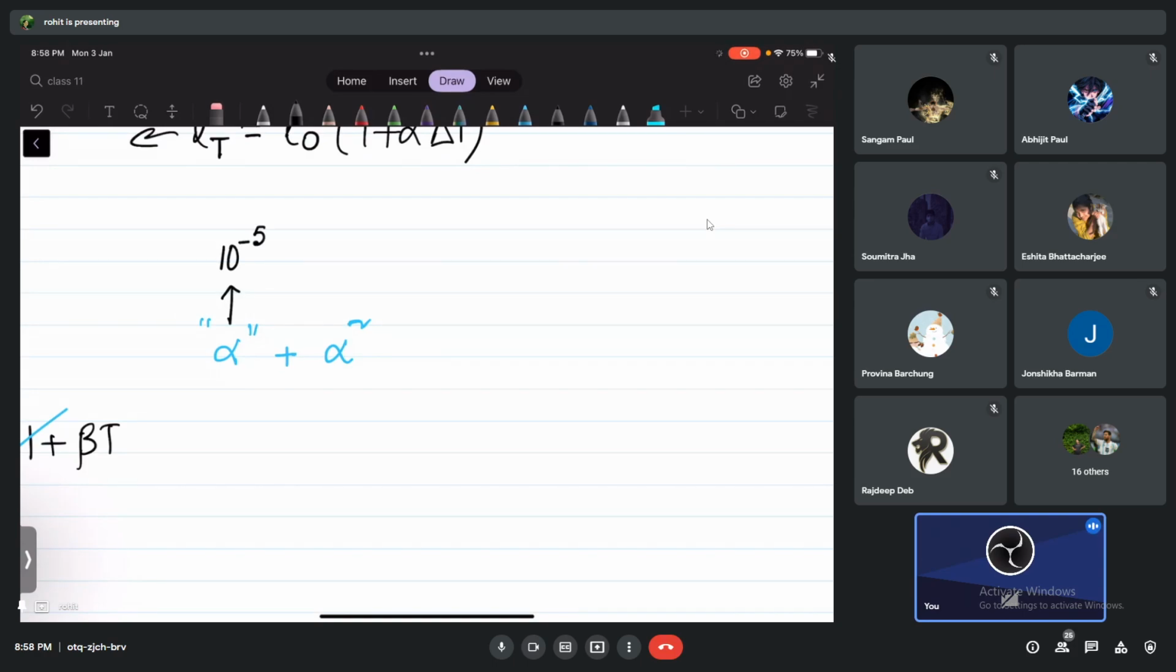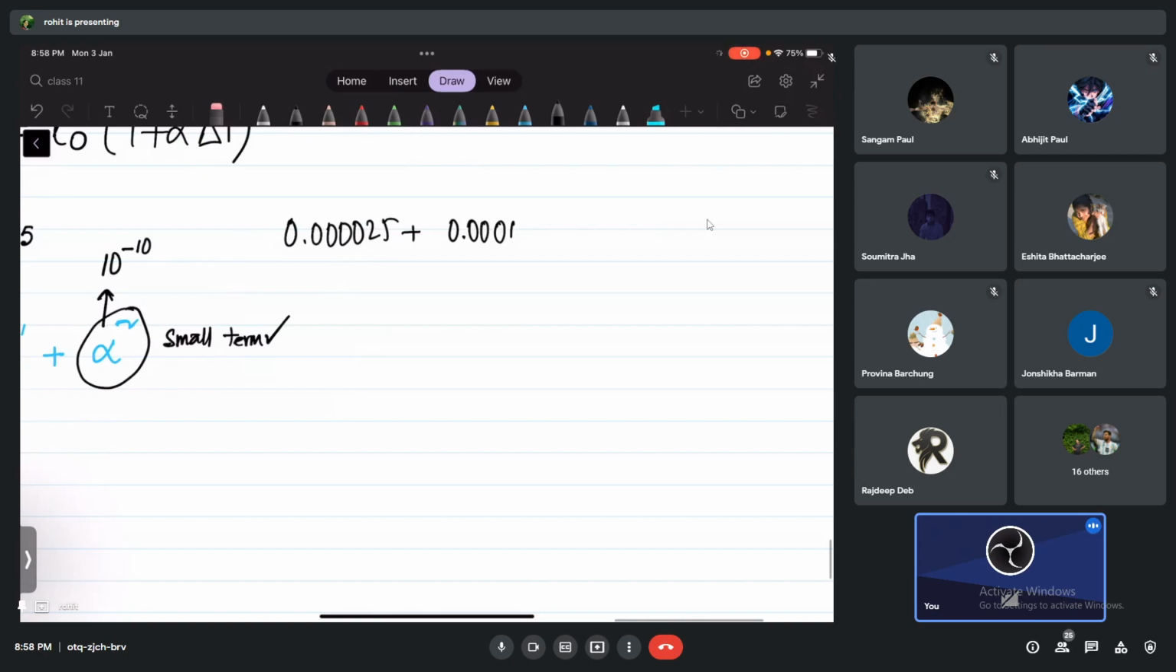Remember this one for aluminum or steel? What will be alpha square? What do you think? Will it be 10 to the power minus 5 or 10 to the power minus 10? 10 to the power minus 10. So what do you think, is this alpha square term small or very, very small? Very, very small. It's like writing 0.000025 and adding it with 0.0000000000, I don't know how many zeros I've written. But you realize this is small, right? This is like your alpha square, and this is like your alpha. So what do you think? Should we add this to this, or can we just ignore this term?